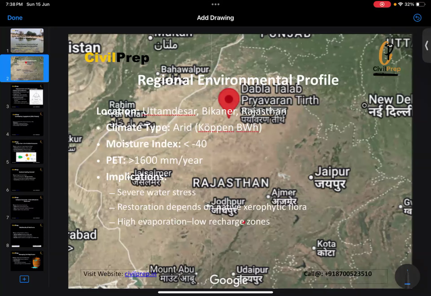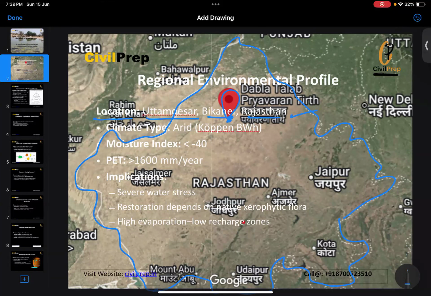Now let's look at some basic part here. The first thing, the location of this particular lake, or we can say particular talab, it is Uttam Desar, Bikaner, Rajasthan. As you can see in the previous part of the map, this is the region of Rajasthan. So this particular lake is present in the northwestern part of Rajasthan in the Bikaner region. So this is the region here.